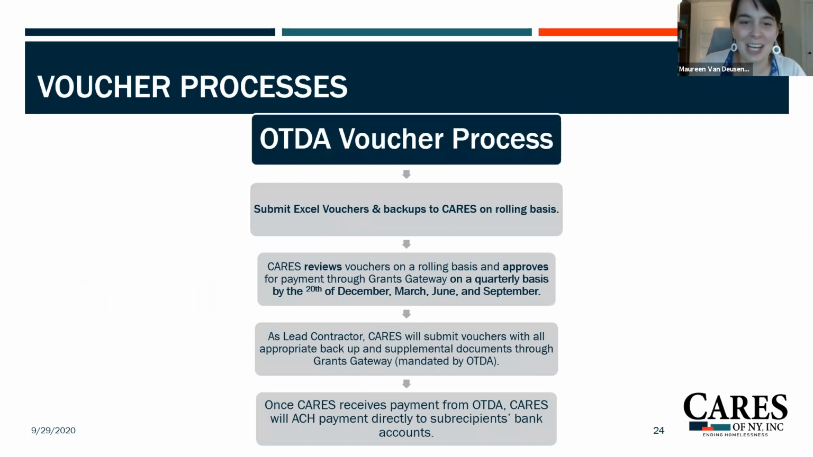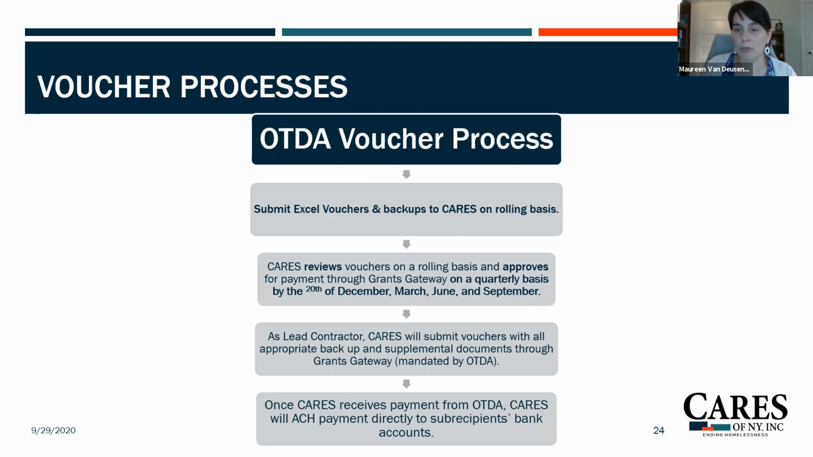Thanks. This is just a little flow of how the vouchering leads into being reimbursed. You will submit Excel vouchers, which I'll talk about on the next slide, and backups to CARES on a rolling basis. Anytime you're ready to submit a voucher, you can submit a pre-populated voucher right to us, to an email address that we'll provide to you. We'll review those vouchers as they're submitted, and we will approve them for payment through OTDA's mandated Grants Gateway. So we'll upload the documents that you send us, your voucher documents and your backups, to Grants Gateway.